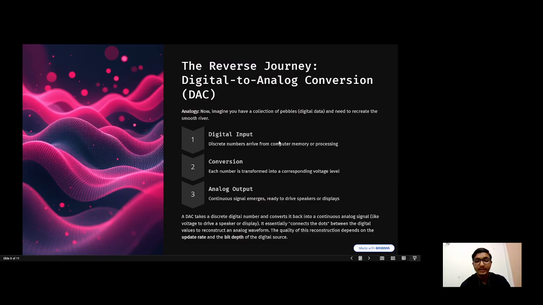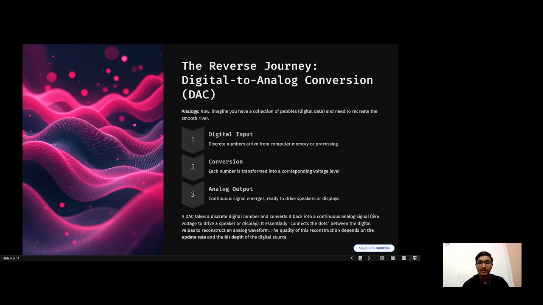Means in a digital signal they have only discrete values, zeros and ones. They need to convert it into infinitely many outputs. Here they have only a non-continuous graph. We can see the non-continuous graph. So here they will convert it into a continuous analog output graph.